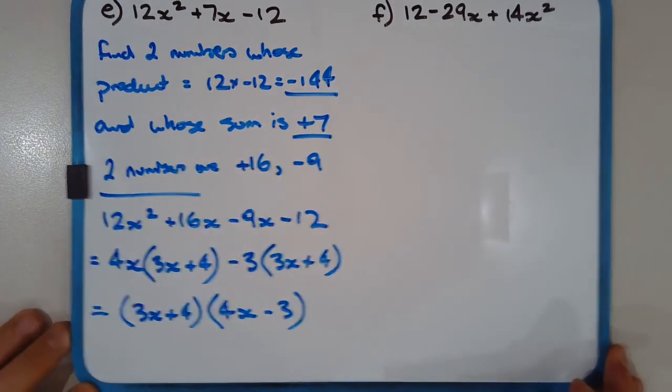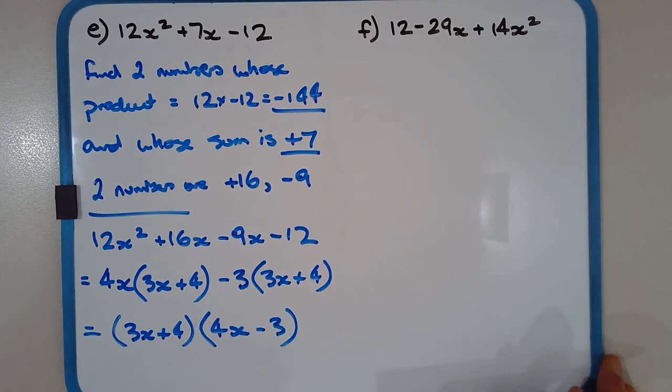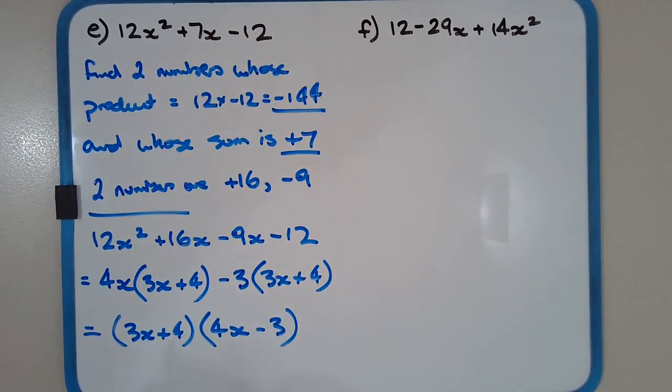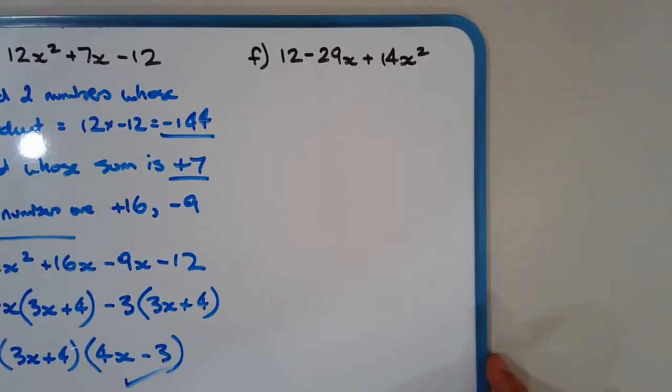Now, does it work? You might think, does this make sense? Well, let's see. 3x times 4x gives us 12x squared. Positive 4 times negative 3 gives you your negative 12, so that's okay. What about the middle term? 3x times negative 3 is negative 9x. Positive 4 times 4x is positive 16x. And when you add those together, you get 7x. So, happy with that? All right, last one.